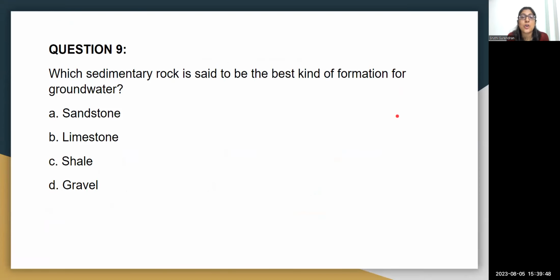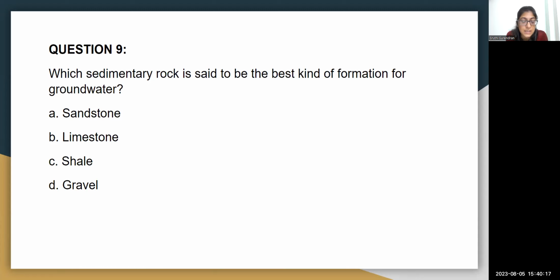Which sedimentary rock is said to be the best kind of formation for groundwater? Is it sandstone, limestone, shale, or gravel? Again, this is a very theoretical question, something you just need to know by heart. It's not something you need to think a lot about. Sandstone, limestone, and gravel are all examples of sedimentary rocks.